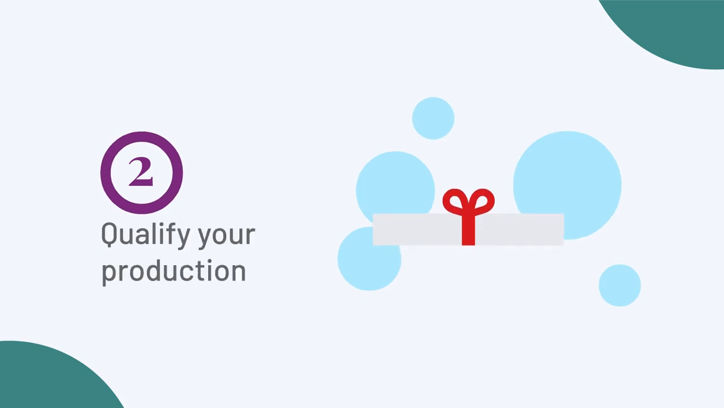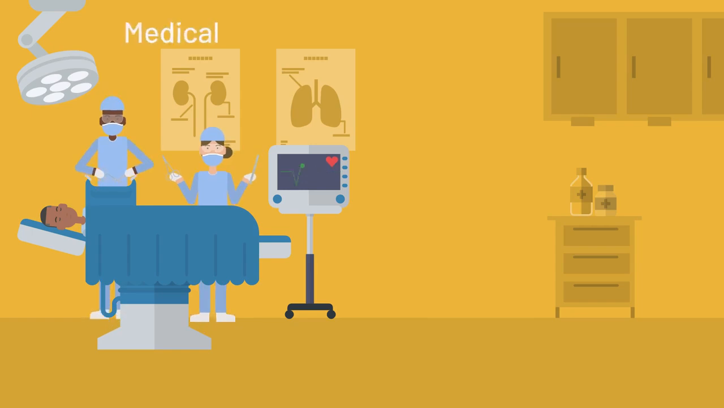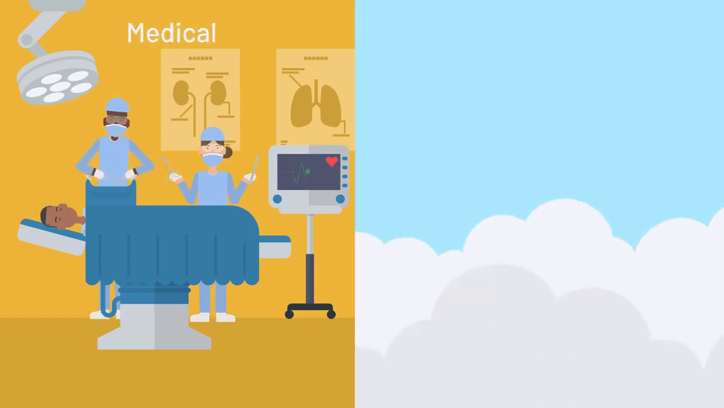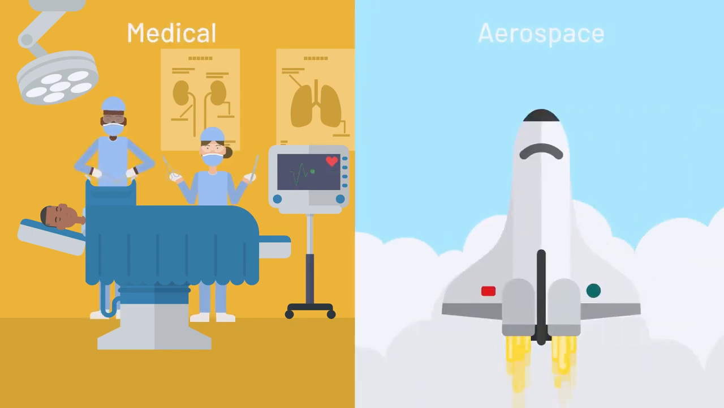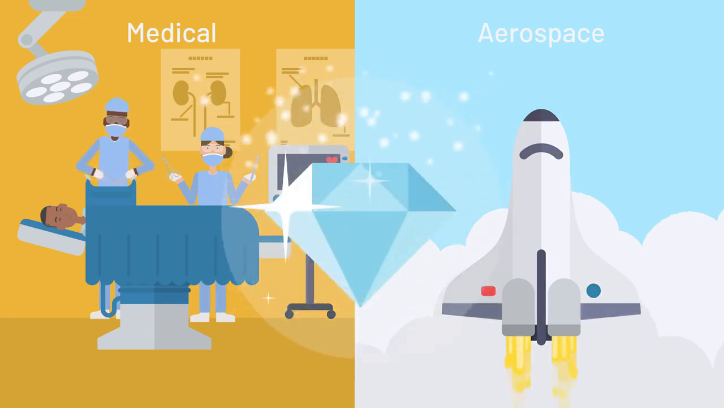Number 2. Qualify your production. Qualification is the process of demonstrating that a process is capable of meeting the specified requirements. Industries such as health and medical technology and aerospace are becoming adaptation leaders of AM. The use of AM in safety-critical applications allows for high standards to set the precedent for excellent quality, safety, and reliability.